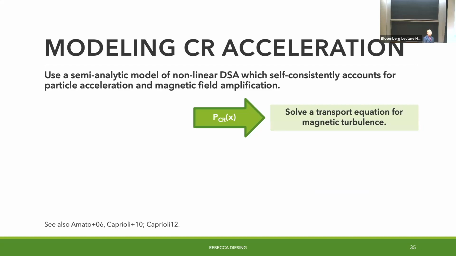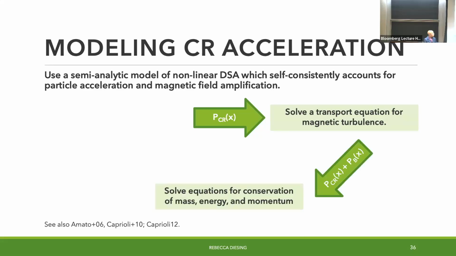And so what we do is you start with a guess for what the solution to that transport equation should be. So that's basically a cosmic ray pressure when you integrate it. Then you put that into a prescription for magnetic field amplification. That will give you a magnetic pressure that you can combine with your cosmic ray pressure.